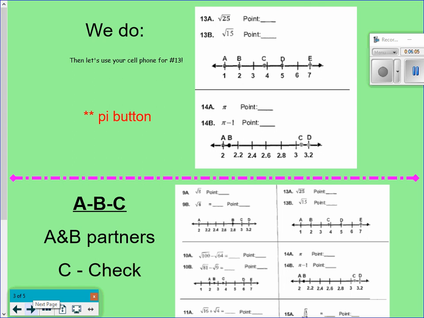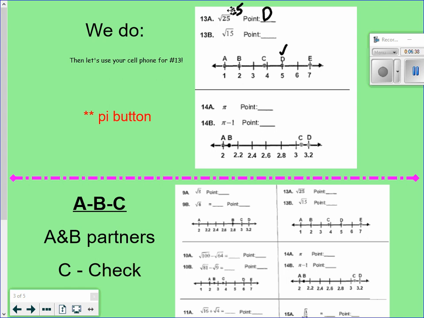We're going to look at number 13 at the top right-hand corner. We're going to solve each perfect square, and we're going to determine which point that is on the number line. So 13A, the square root of 25 is 5, and what point is that? D. Questions? We're good?